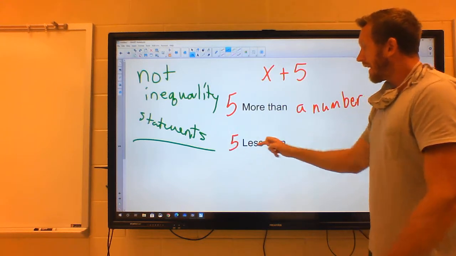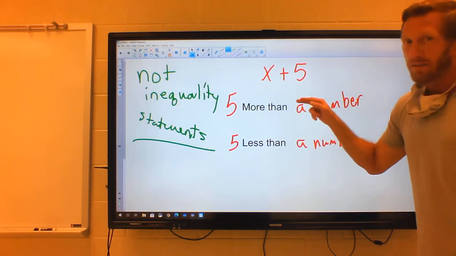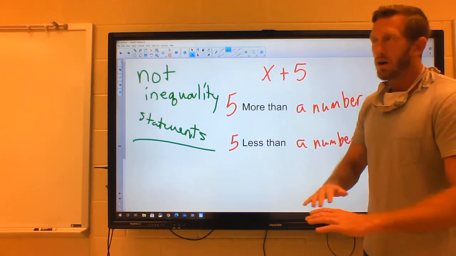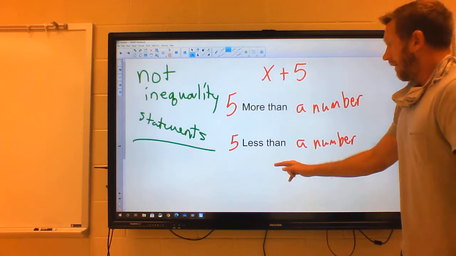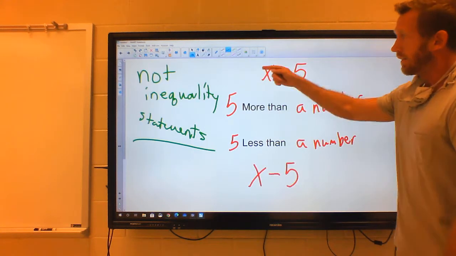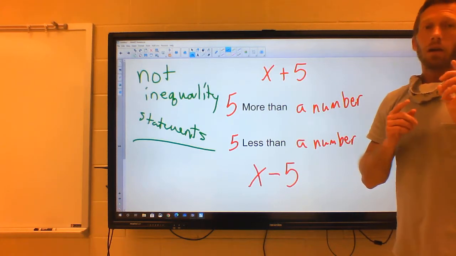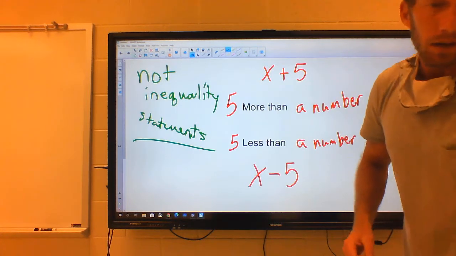If I say 5 less than a number, notice I am not saying 5 is less than a number. There is no verb in here. So we're saying we're starting with x and we're going 5 below that. These are not inequality statements. This is what we do when we write expressions, all right?